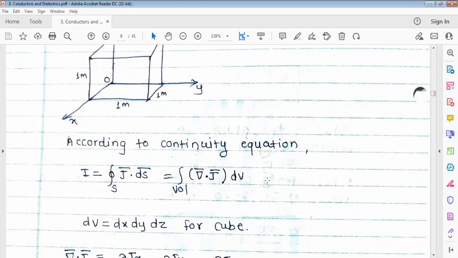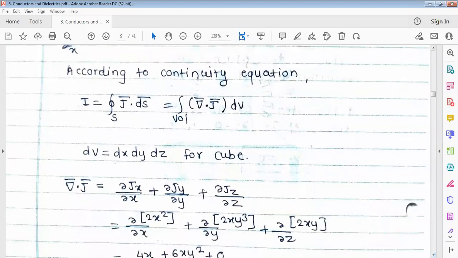Which quantity are you getting, scalar or vector? Yes, scalar quantity, correct, because it is a dot product. Del is a vector quantity, this j bar is a vector quantity, and when we take the dot product of any two vectors, it is nothing but a scalar quantity. Okay, so first find this so that you will get a scalar quantity, and then you can integrate with respect to this dv. So we'll first find this del dot j bar.